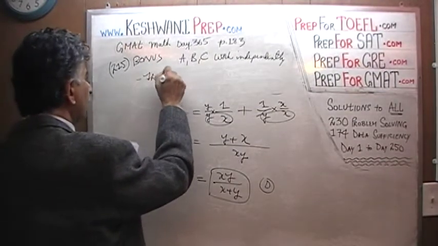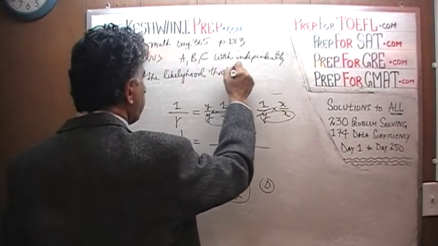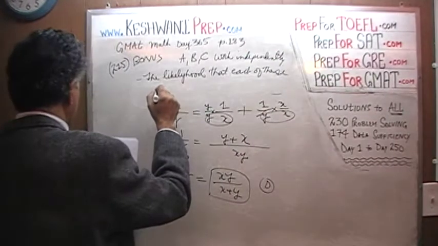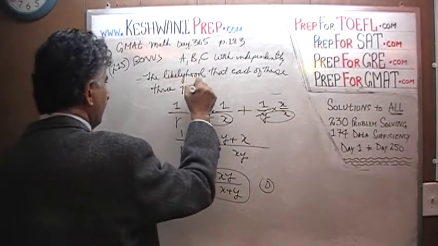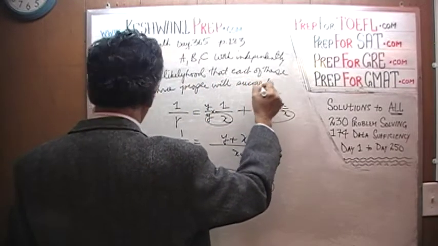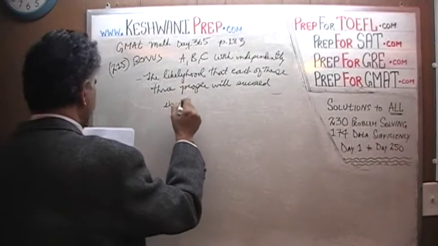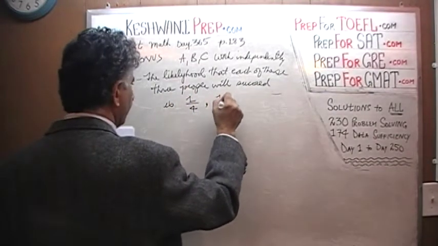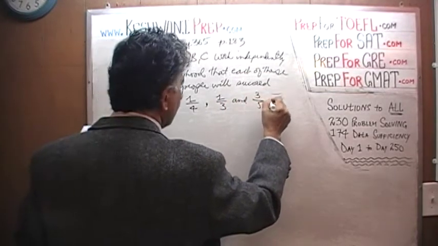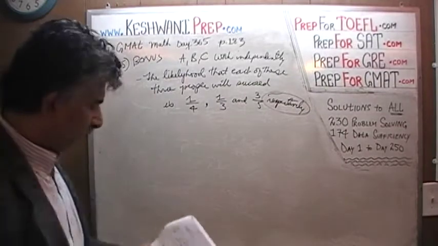We are further told that the likelihood that each of these three people will succeed is 1/4, 1/3, and 3/5, respectively. All right, fine. Here's the first problem.